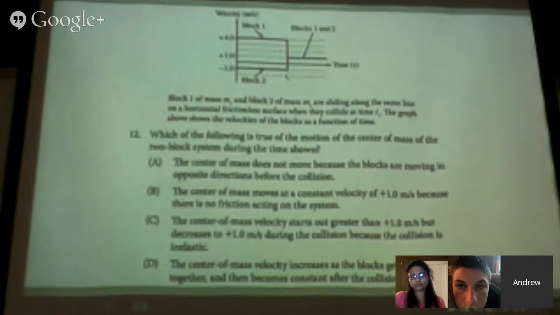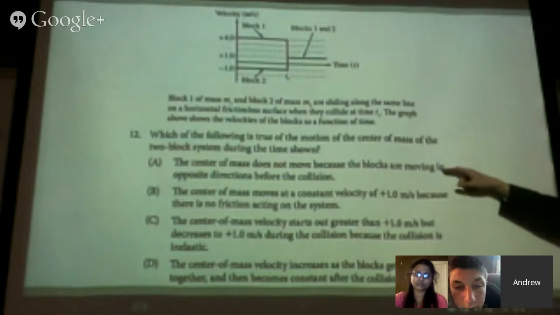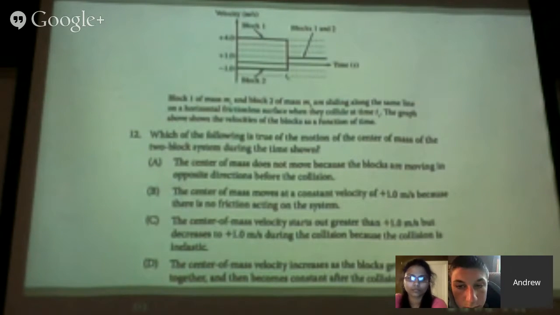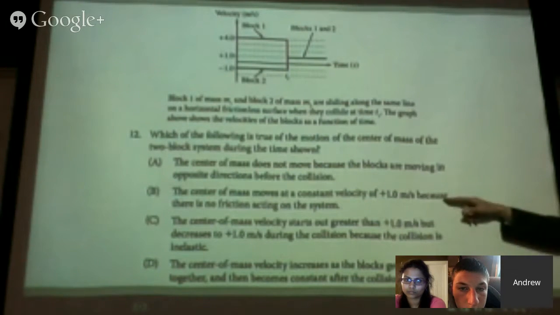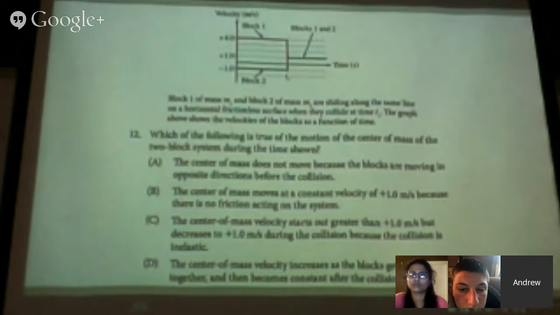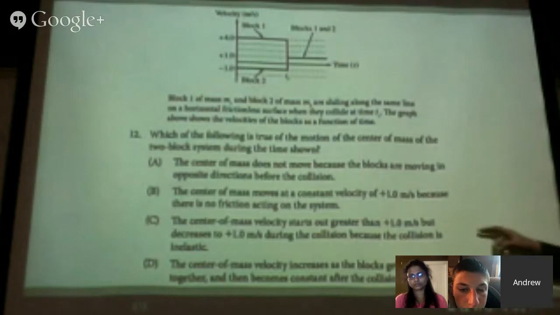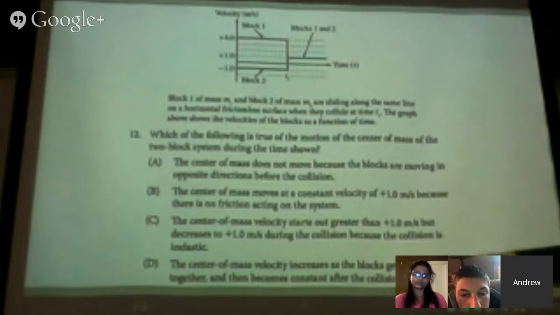So we can get rid of anything that doesn't have that as a possible answer here. So let's see, center of mass does not move. Well, we know afterward it moves at 1.0 meters per second. So definitely that one's wrong. Center of mass moves at a constant 1.0 meters per second because there's no friction acting on them. Well, we have to decide if it's constant or not. We'll come back to that. C, the center of mass velocity starts out greater than 1 meter per second, but decreases to exactly 1 meter per second during the collision because the collision is inelastic. So that still has the 1 meter per second in there. That is possible still, B or C now.